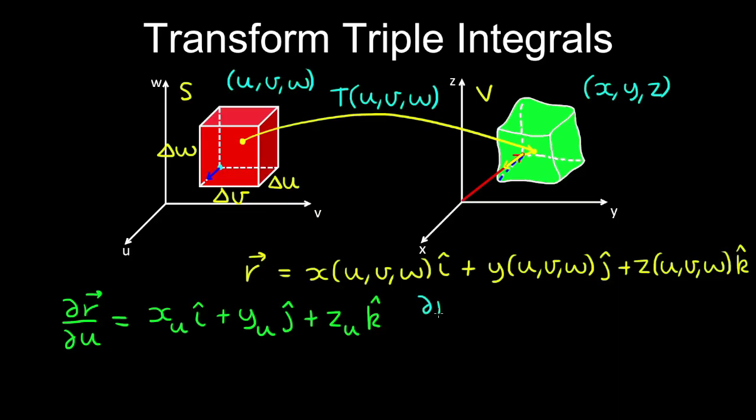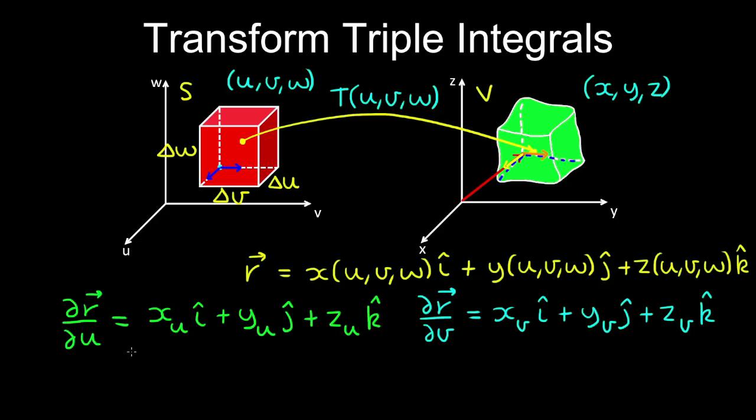And taking the partial of R with respect to V, we get a similar expression. So we're holding U and W fixed, so we get the partial of X with respect to V in the I direction, plus the partial of Y with respect to V in the J direction, and the partial of Z with respect to V in the K direction. So essentially, in holding U and W fixed, we're walking along this edge from the corner point in the V direction. So this edge corresponds to this curve of our element in V. So the partial of R with respect to V gives the tangent vector to this curve.